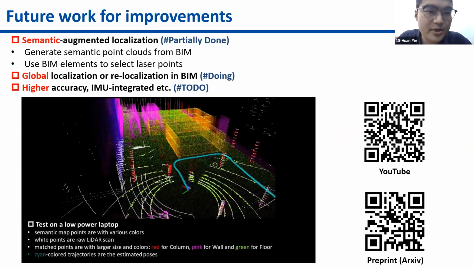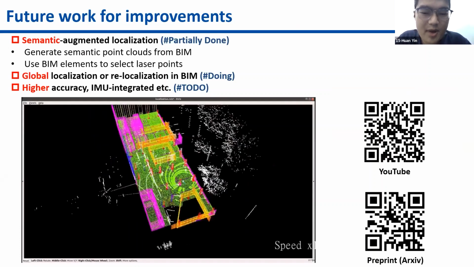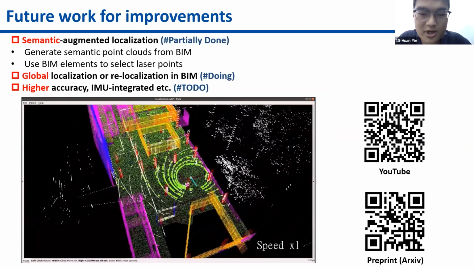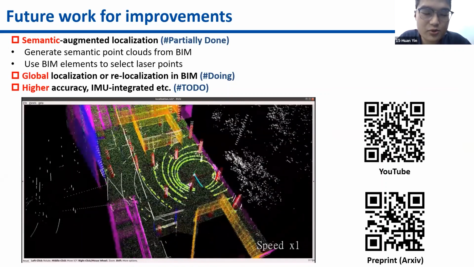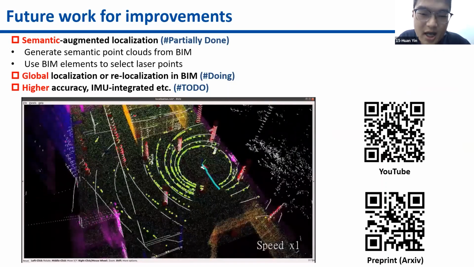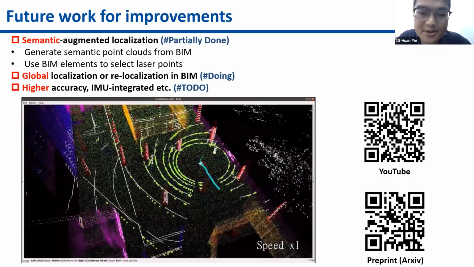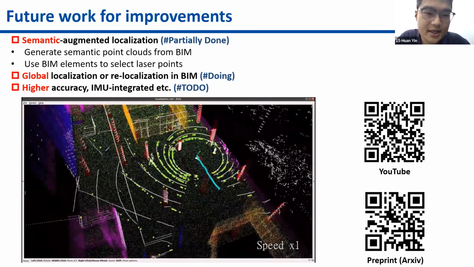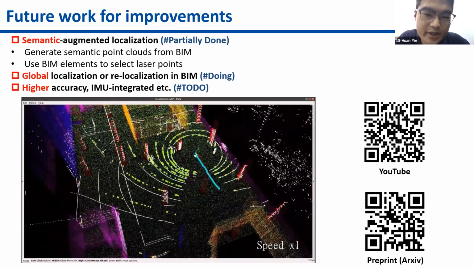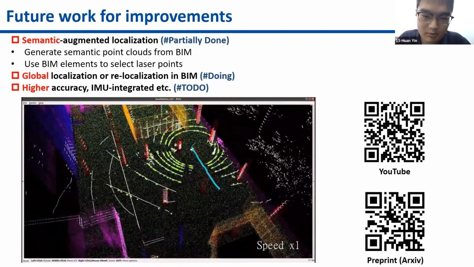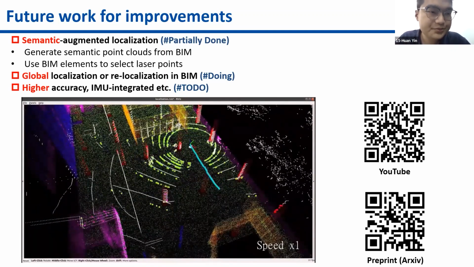One is semantic augmented localization. This is what we have done in the past 2 or 3 months. We generate semantic point clouds rather than just point clouds. We also color the point cloud maps, and we use the colored maps or the semantic maps to filter out some wrong laser scans. In this way, the localization will be more robust and more reliable.